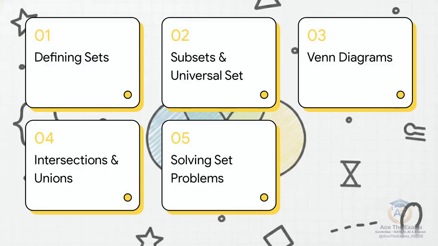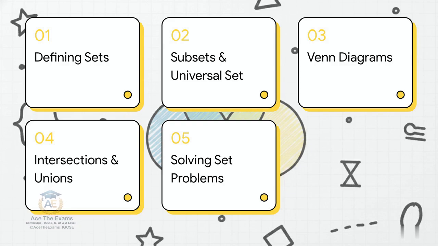Here is our case file for today. Number 1, we'll establish the facts by defining sets and elements. Number 2, we'll organize the evidence with subsets and the universal set. Number 3, we are visualizing the argument with Venn diagrams. Number 4, we'll analyze intersections and unions. And finally, number 5, we'll prove our case by solving a complex, multi-layered set problem.